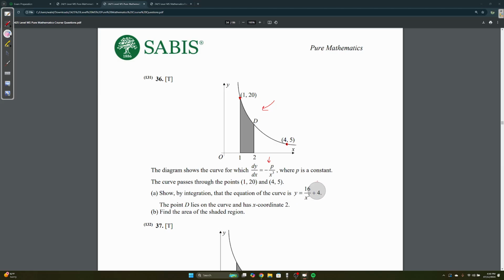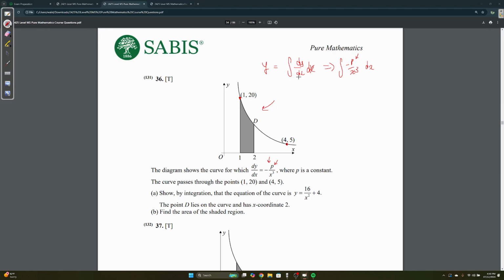So obviously, if you have the derivative and you're trying to find the equation of the curve, you need to integrate, right? So let's write on the side, we need to integrate. So y is equal to the integral of dy over dx, so it's going to be the integral of minus p over x cubed dx. Please don't get confused. They're integrating with respect to x. P is just a constant, so treat it as if it's a number, okay?